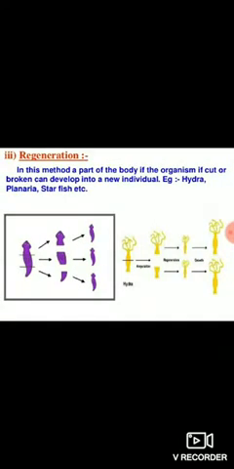Next type is regeneration. This is again the type of asexual reproduction. In this method, a part of the body, if the organism is cut or broken, can develop into a new individual. That means regeneration क्या है? अगर आप इन organisms की कोई भी body part cut हो जाता है या टूट के गिर जाता है by somehow or by any reason, then it develops into a new individual.